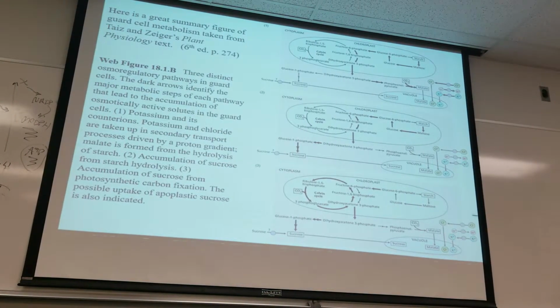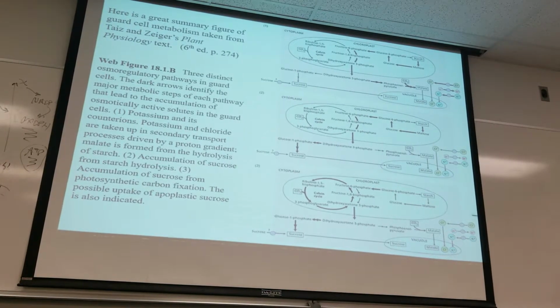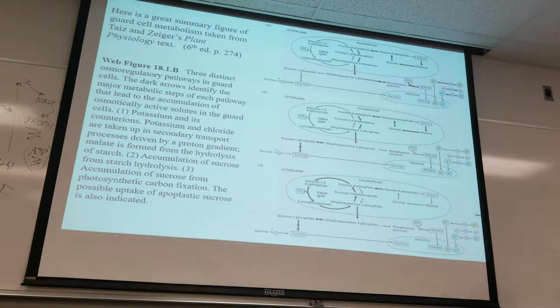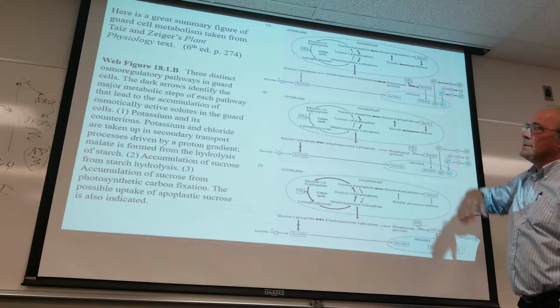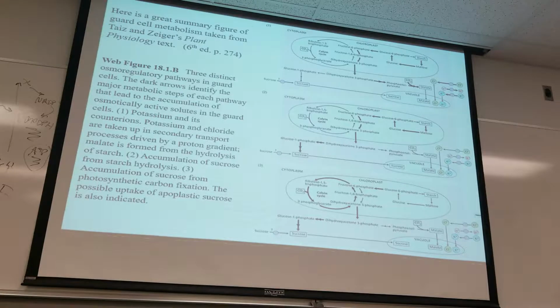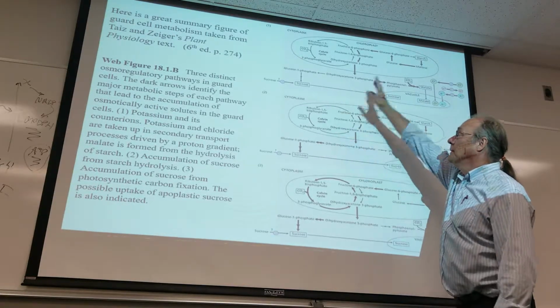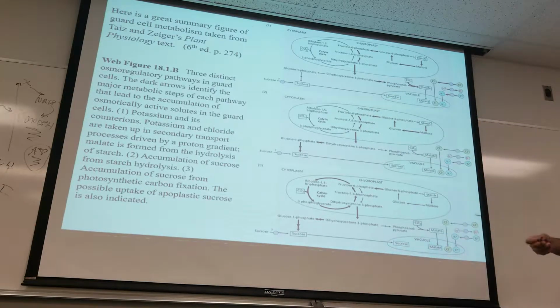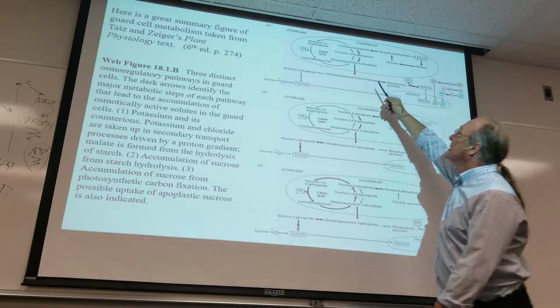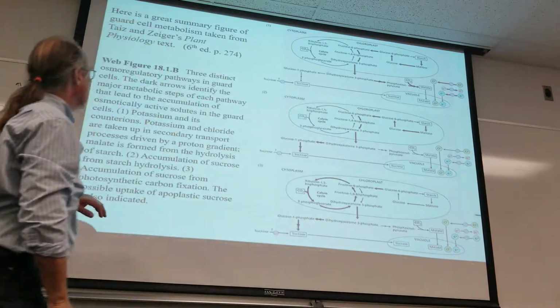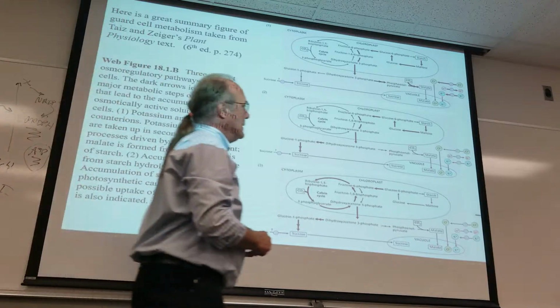All right, here's a great figure, believe it or not, from Taiz and Zeiger's book, Plant Physiology. And it shows different osmoregulatory pathways that happen in guard cells when closed stomata open. And the big arrows are the main ones, the smaller arrows are the ancillary ones. Okay, so in this case, what do we have? Oh yeah, potassium and its counterion.